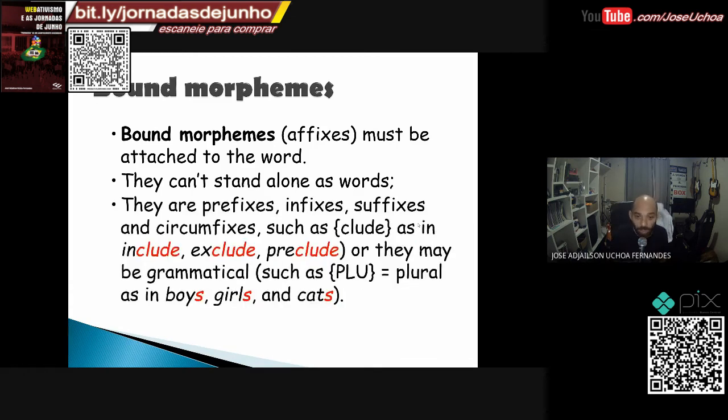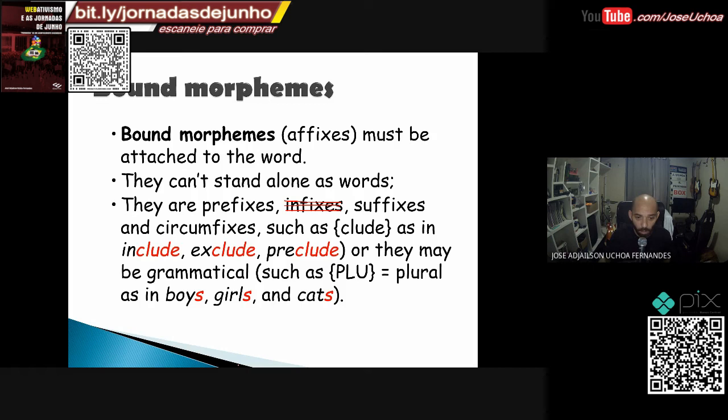They are prefixes, infixes. Please disregard infixes because infixes do not exist in the English language. So this is a general theory, okay? But in English, it's not relevant because English does not have infixes. Suffixes, oops, sorry, and circumfixes that also do not exist in English. Circumfixes are morphemes that divide, they go part at the beginning and part at the end.